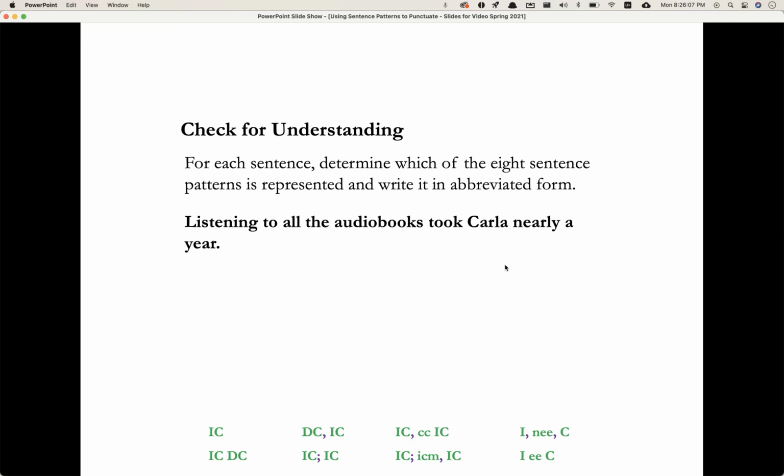Eight more seconds. That is an independent clause. Independent clause.